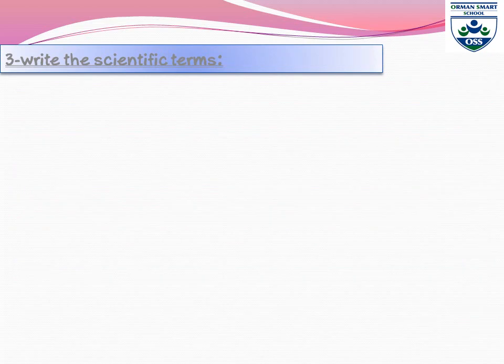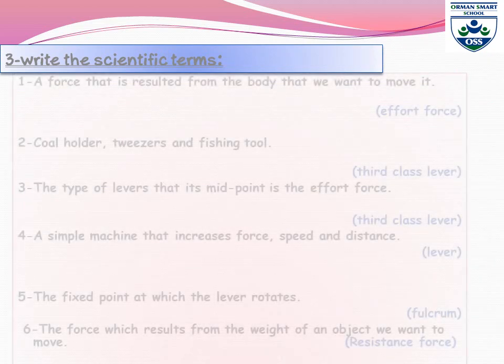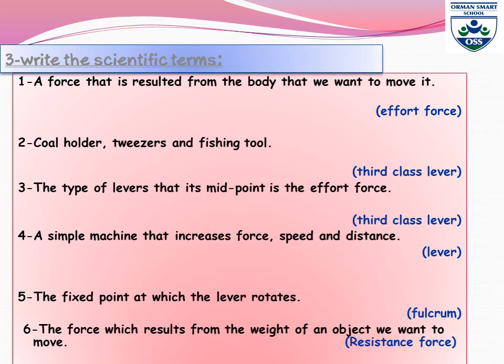Question number 3. Write a scientific term. Number 1. A force that results from the body we want to move. This force is called effort force. 2. Coal holder, tweezers, fishing tools. They are examples of third-class lever.